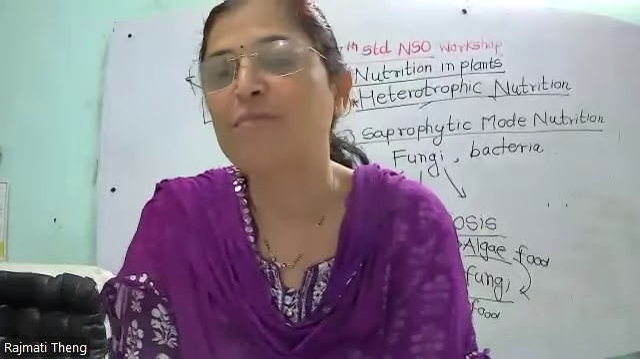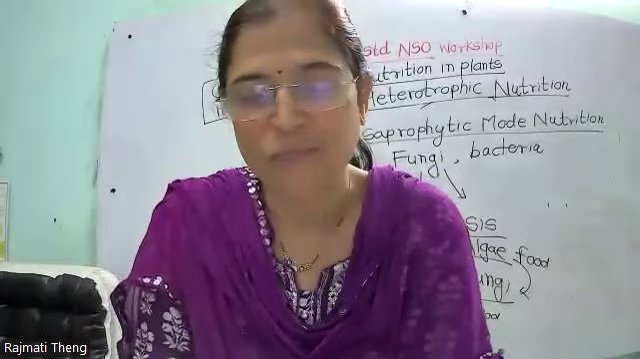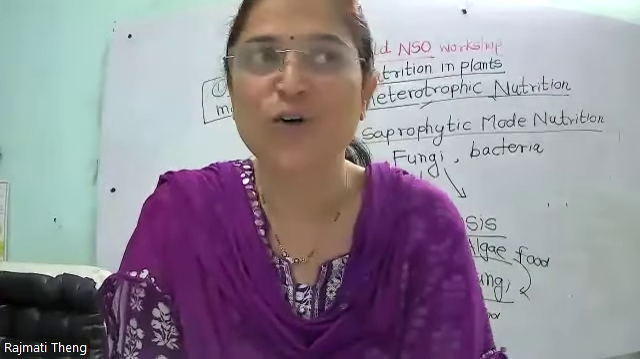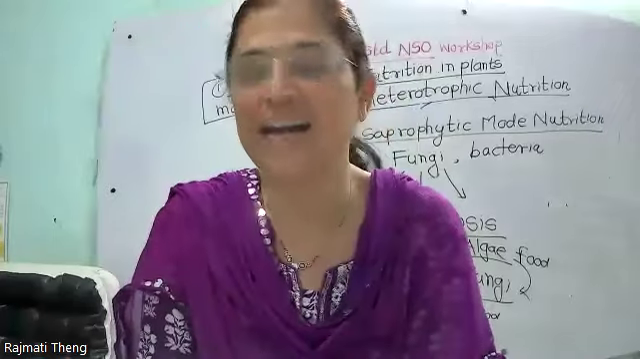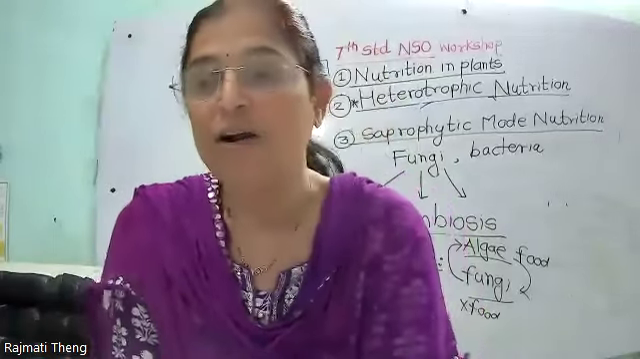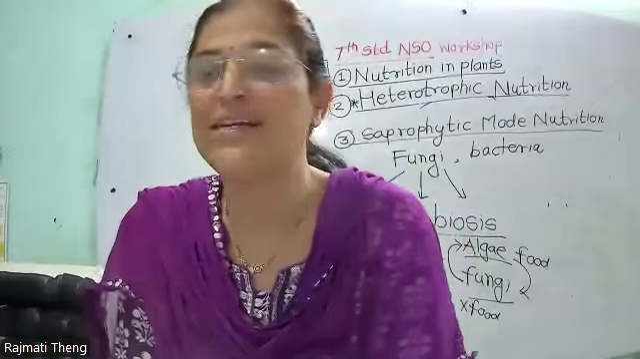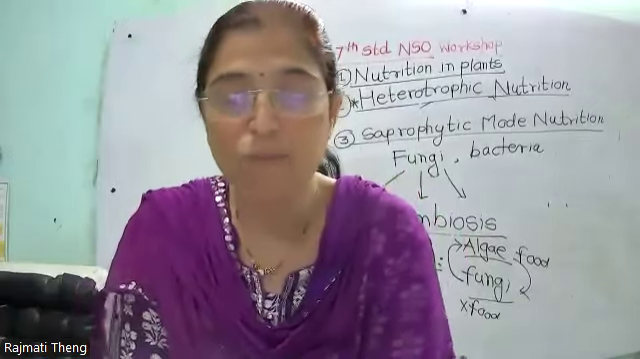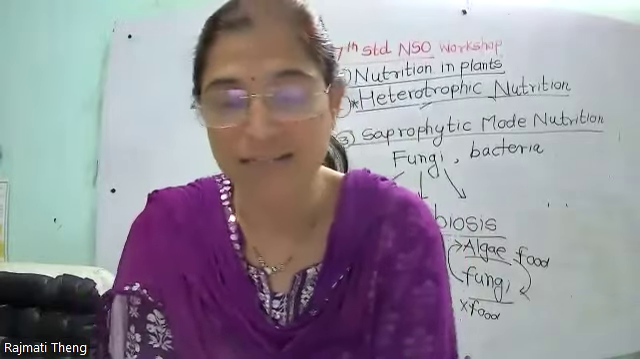First way, farmer adds the manure. Okay, farmer adds manure and fertilizer, so that nutrients come back into the soil. And second one, farmer grows the leguminous plant, and leguminous plants also help in replenishing the nutrients.